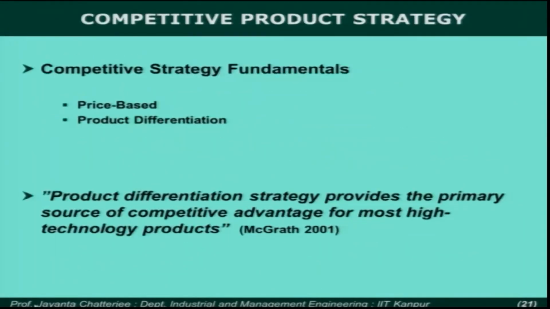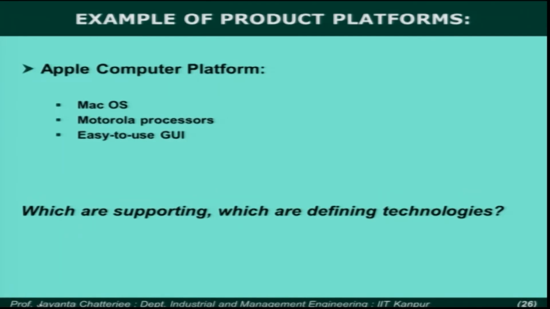That vacant space allows you to add another memory chip, and that is a depiction of this modularity and platform strategy that we discussed. And platforms are, for example, this Apple platform, the Mac OS or the Motorola processor, or different kinds of easy to use GUI, that is graphic user interface, like your mouse, etc. These are all different examples of the platform strategy.